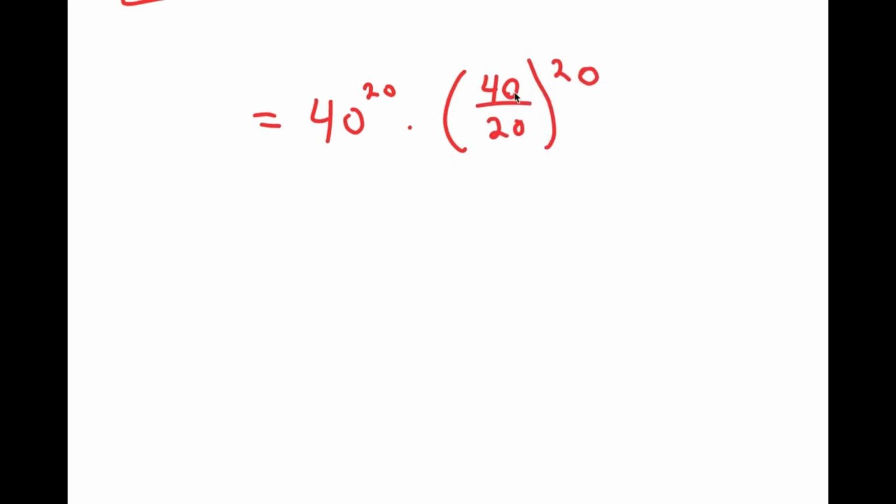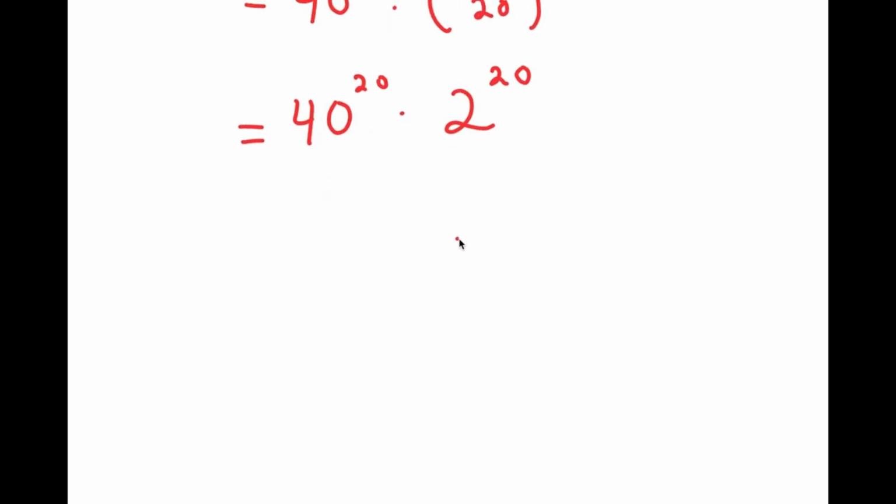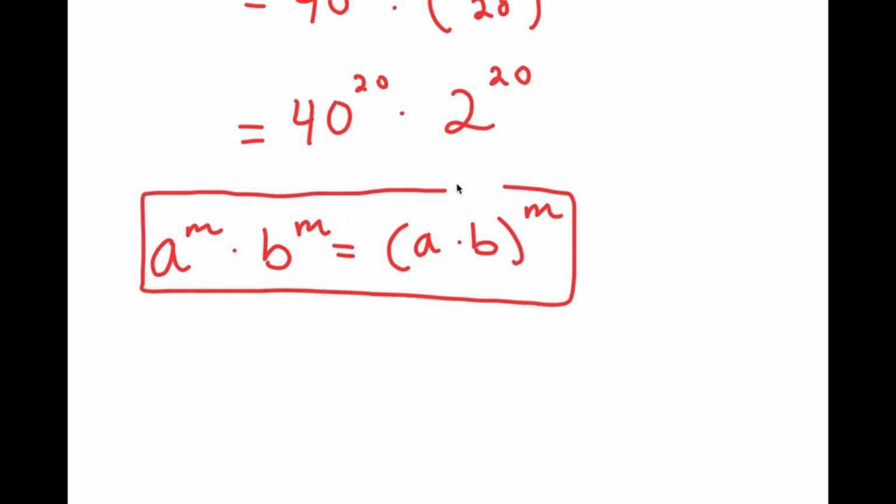Now, 40 divided by 20 is 2, so I get 40 to the power of 20 times 2 to the power of 20. Now, if I have something in the form a to the power of m times b to the power of m, this is equal to a times b to the power of m. And this is my third and final property for this video.